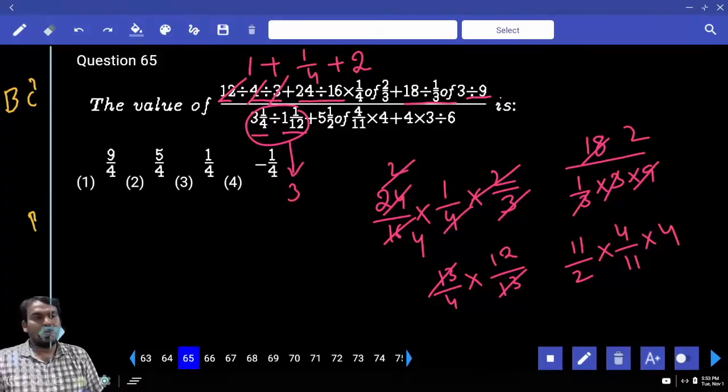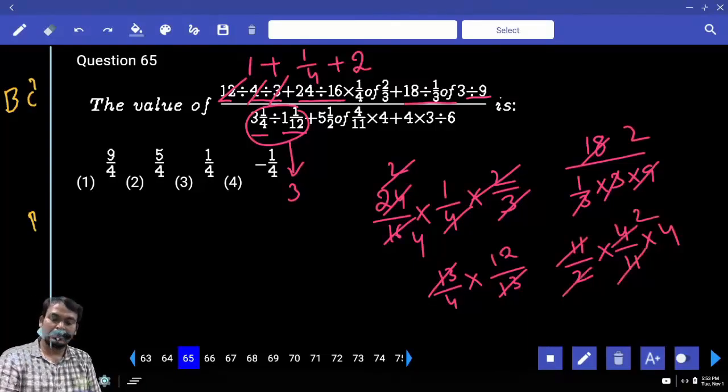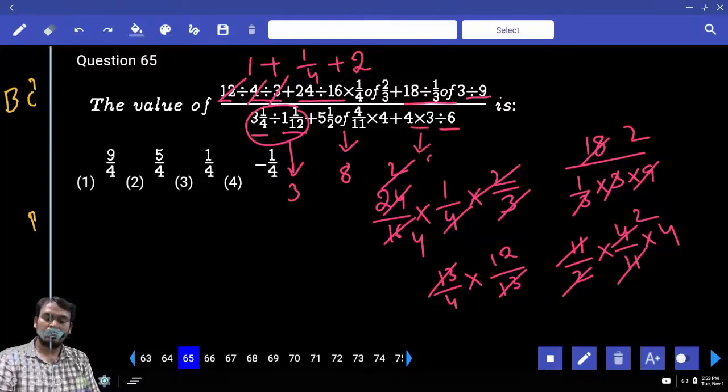5 1 by 2, 11 by 2 into how much? 4 by 11. 11, 11 cancel. 2 how many times? 2 times. It is 8 or not? Next, last one, 4 into 3 divided by 6 or not? Means it is 2 or not?